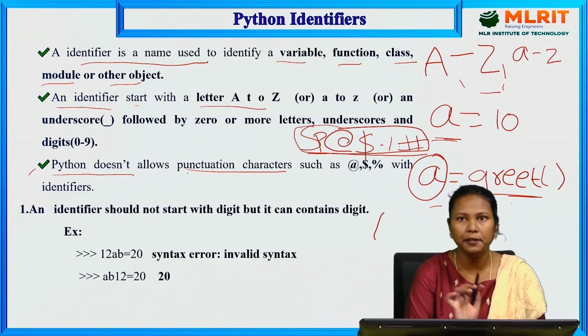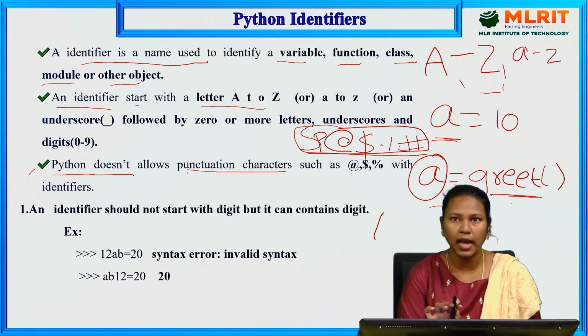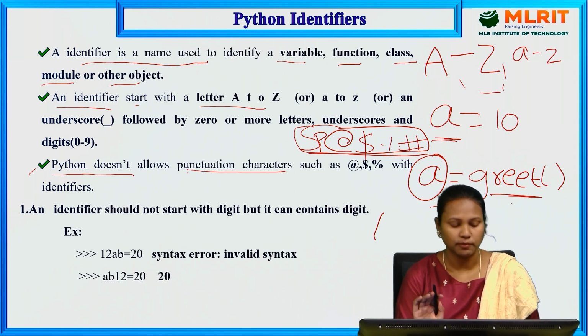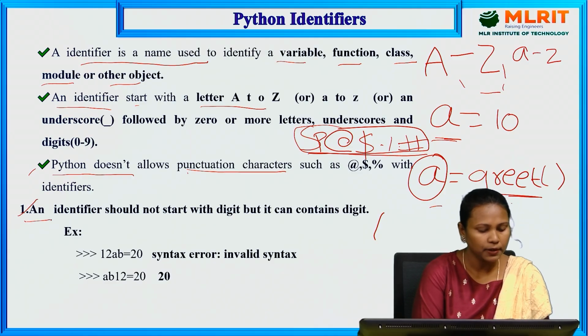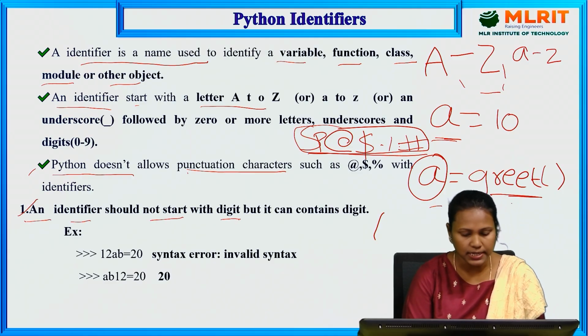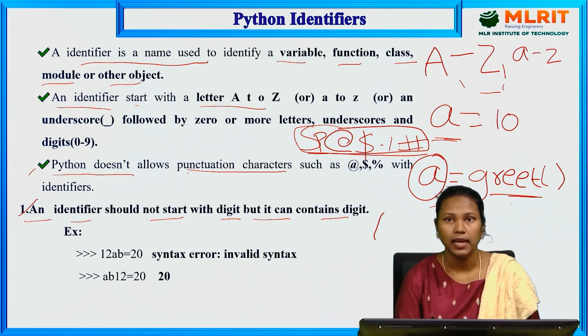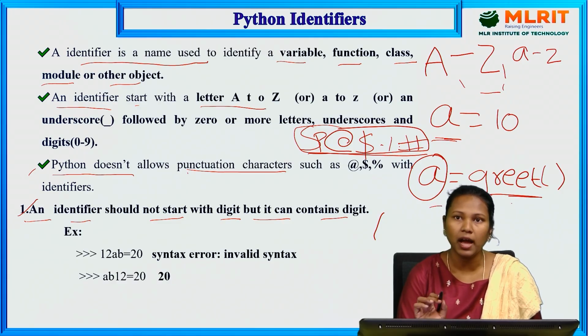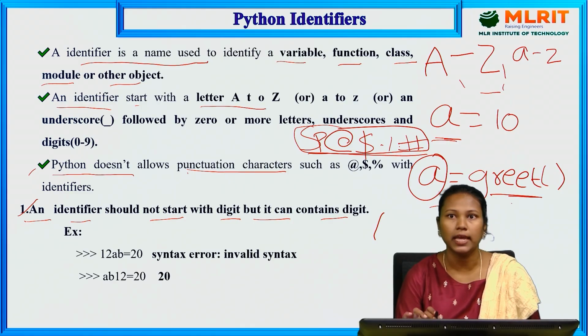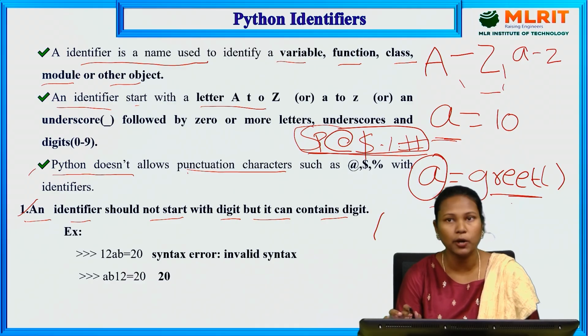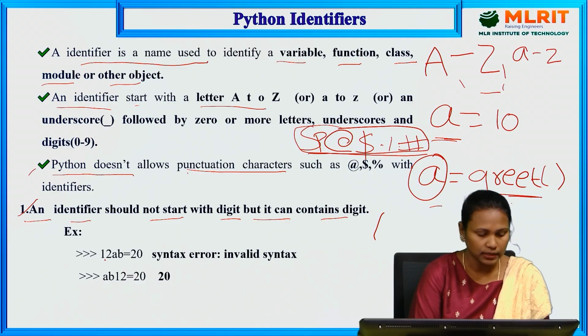So for identifying a variable, we have to use certain rules. The first condition is that an identifier should not start with a digit, but it can contain digits. Here what they are saying is that we have to define an identifier with alphabet letters, either capital or small letters, followed by a number or zero, but it should not start with a number. Here is one example, 12AB. It started with a number, so it is not acceptable.